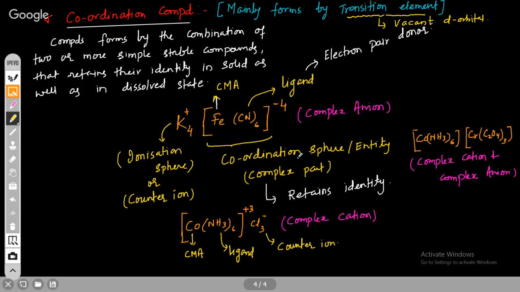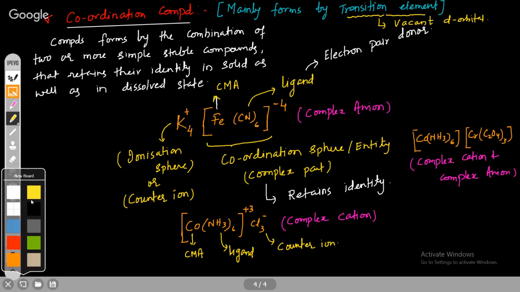Now we'll see one by one the definition of ligand and the behavior of ligands. Next, guys, one thing I'll tell you: this is the only chapter in inorganic chemistry where you can apply some logic and understand the question. There are a few things you have to memorize, but to solve the questions you can do it logically.